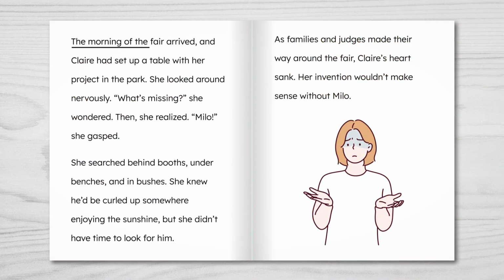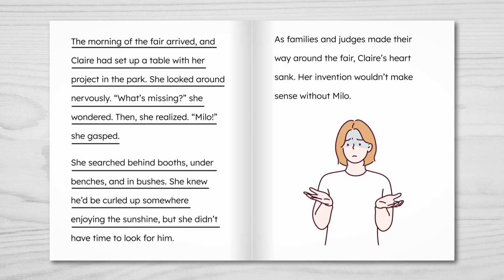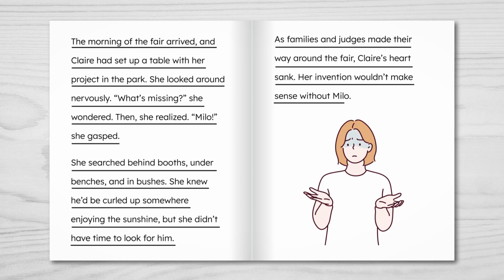The morning of the fair arrived, and Claire had set up a table with her project in the park. She looked around nervously. What's missing? She wondered. Then she realized. Milo! She gasped. She searched behind booths, under benches, and in bushes. She knew he'd be curled up somewhere enjoying the sunshine, but she didn't have time to look for him. As families and judges made their way around the fair, Claire's heart sank. Her invention wouldn't make sense without Milo.